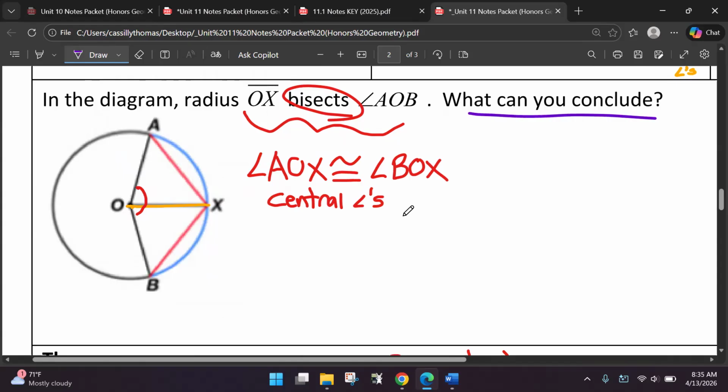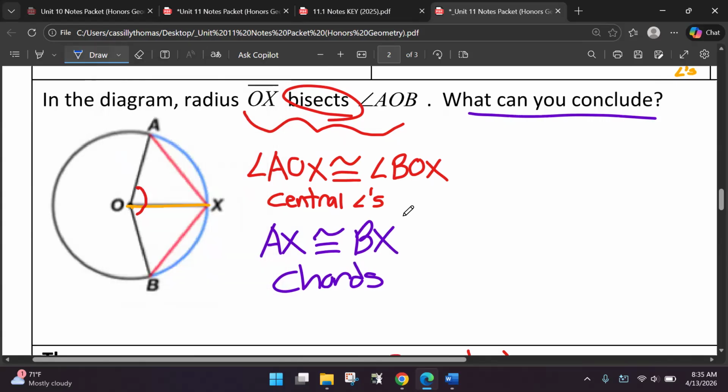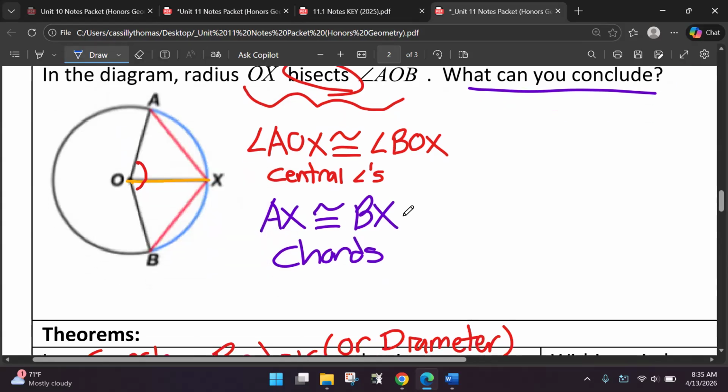So we know that AX, that's a chord, is going to be congruent to BX. Right, these are chords. And the last one is arc AX is congruent to arc BX.